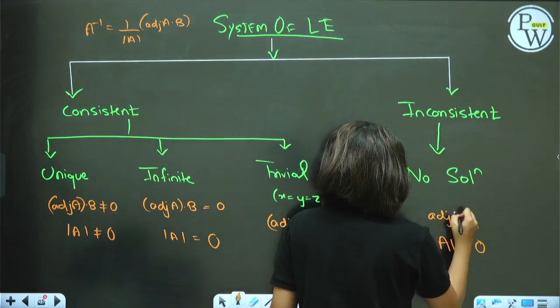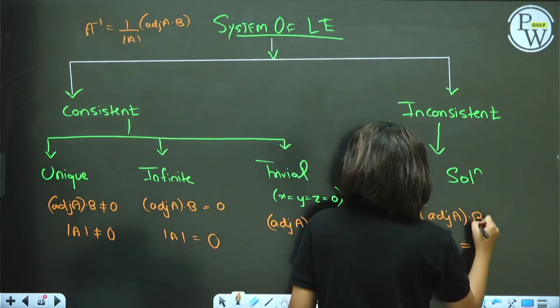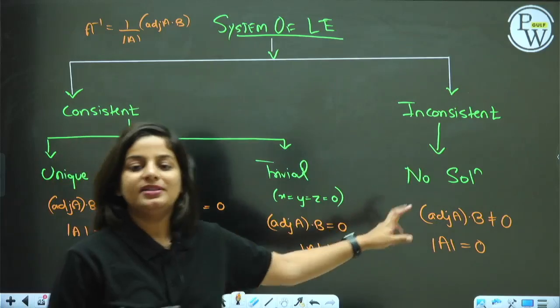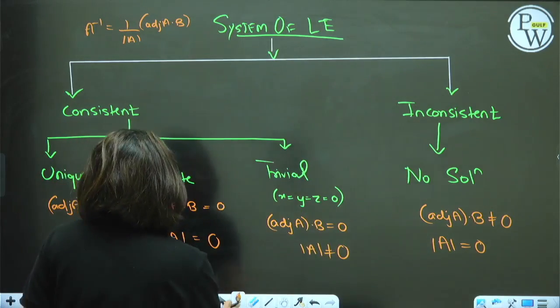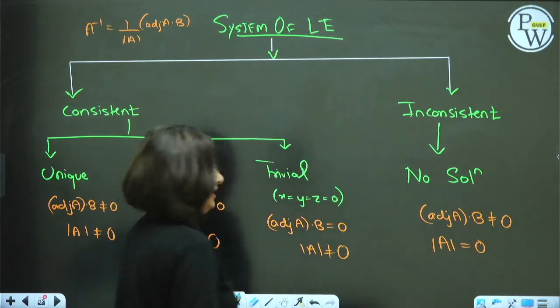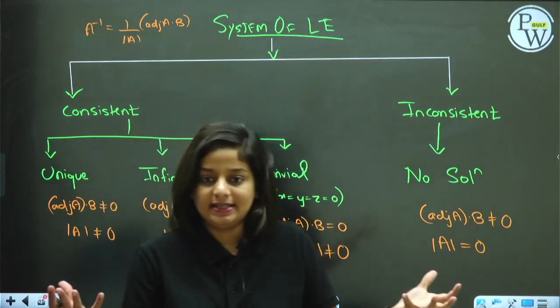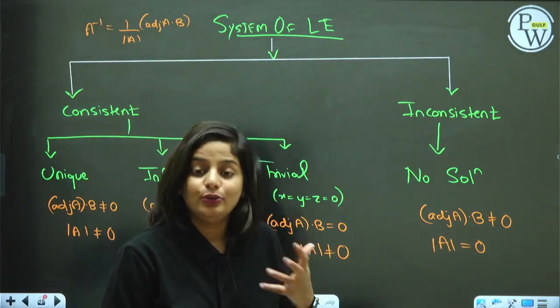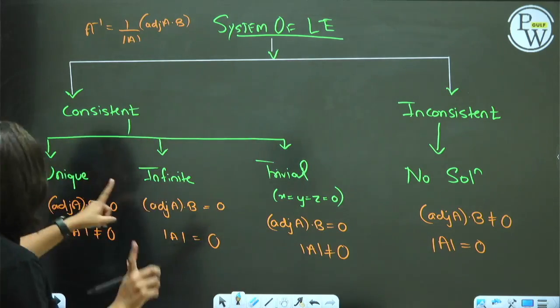Adjoint of A into B. This is non-zero. Only the denominator is 0. That means no solution. Now whenever a question arises, find out whether it's consistent or inconsistent, or whether it has no solution or a unique solution. Unique means one solution.